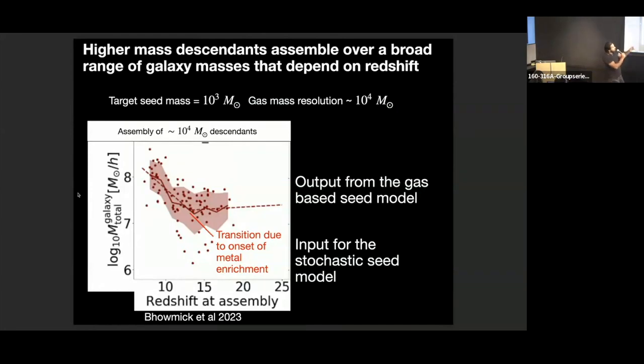And then we also have a distinct redshift dependence, which imprints onto itself the interplay of halo growth, star formation, and metal enrichment on seeding. For example, this transition in slope that you see in this relation is essentially marking the onset of metal enrichment, after which the seed formation is suppressed. And this, which is the output of our highest resolution gas-based seed model, becomes the input for our stochastic seed model in our lower resolution simulations.